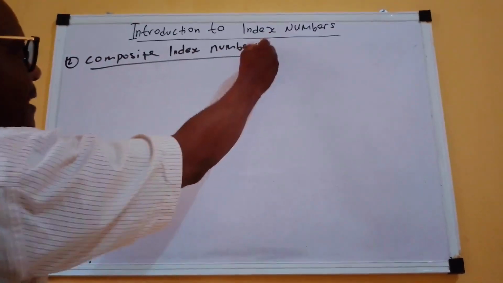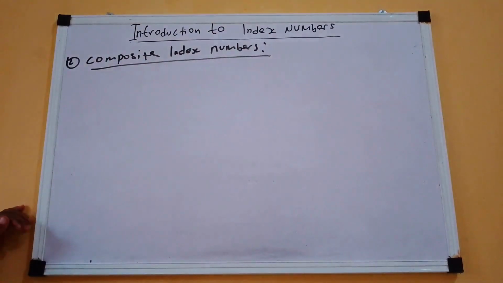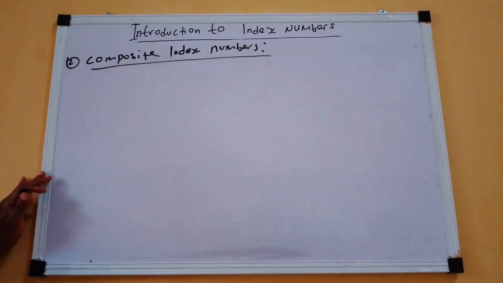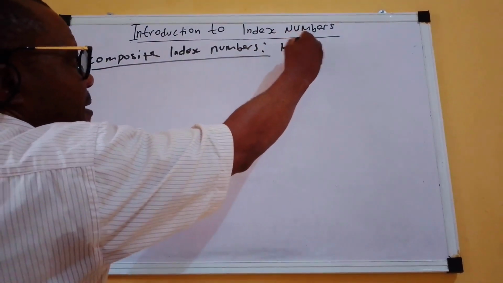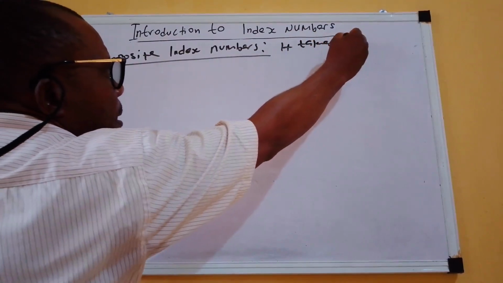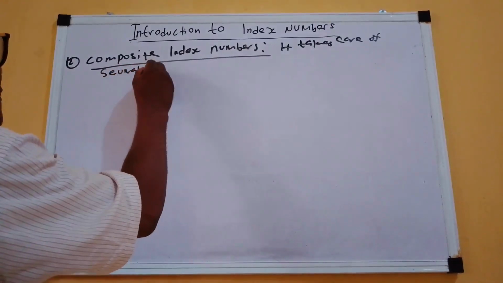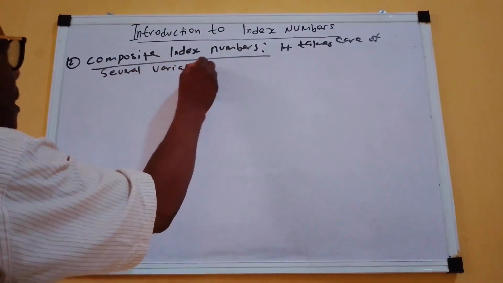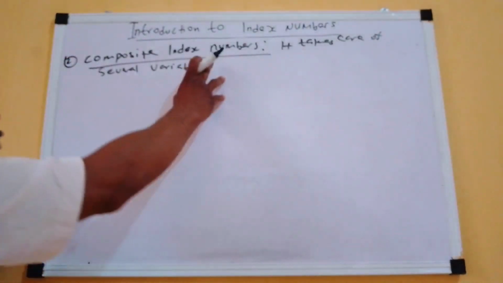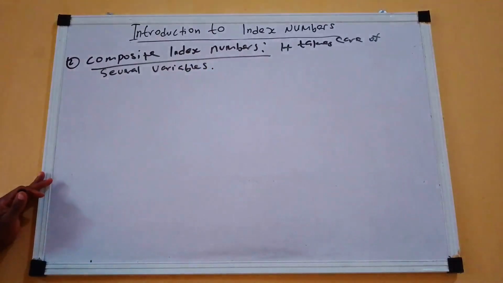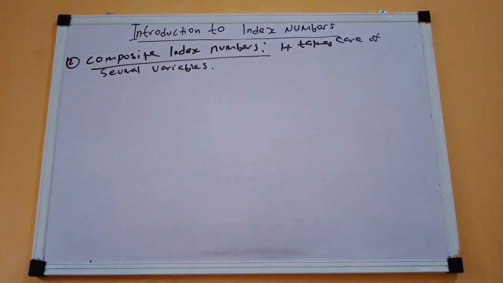That's what we shall be looking at next. We have looked at the simple index numbers. Now what we mean by composite is that it takes care of several variables. So you should know that. It takes care of several variables.